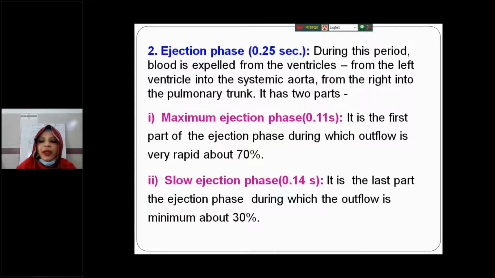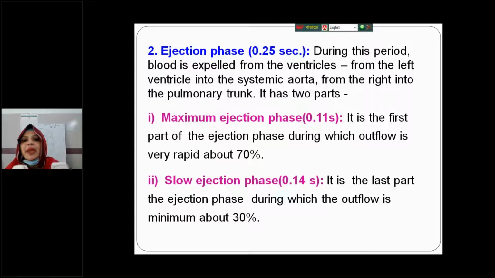I will show you in the figure on the blackboard after finishing this. So atrial systole we finished, atrial diastole we finished, and we already finished ventricular systole. Ventricular systole has three phases. First phase is the isometric contraction phase, and now the second phase is the ejection phase. Ejection phase is again divided into two phases: maximum ejection phase and slow ejection phase.